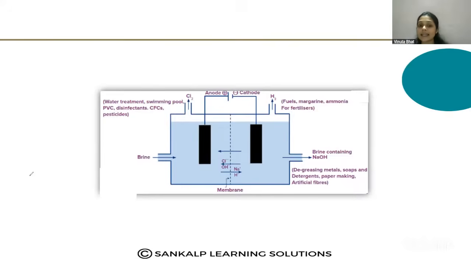Cathode, that is the electrode. Which is the negative electrode? Cathode. Cathode and anode are called electrodes. Okay, no doubt.